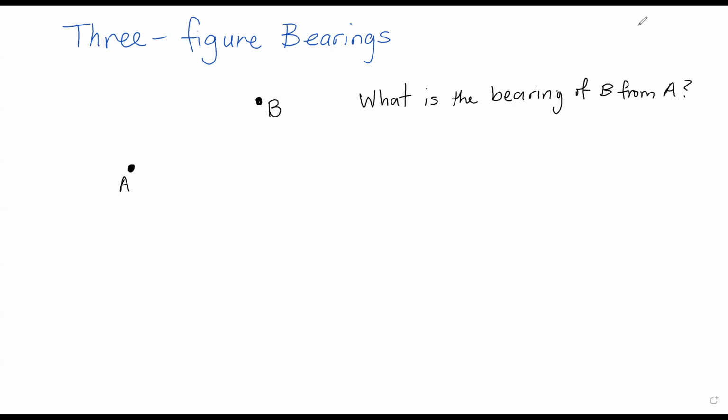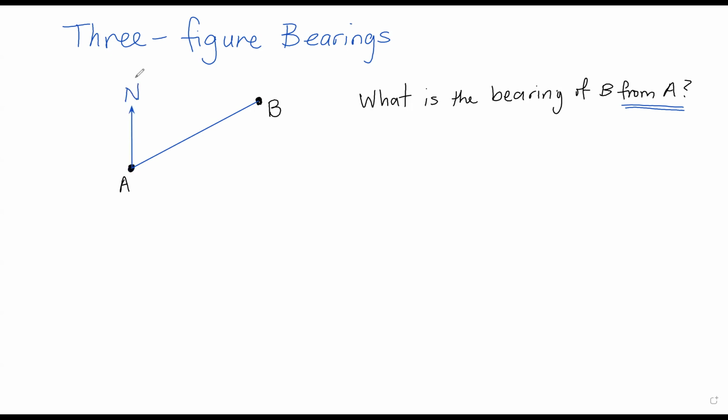The first thing is that you need to identify where is your starting point. And because they say from A, my starting point is going to be A, right? Bearing of B from A. Second thing that we do is we draw a line connecting A to B. And now at my starting point, I am going to put what we call a north line at A. It's pointing in the direction of north, so I call it the north line.